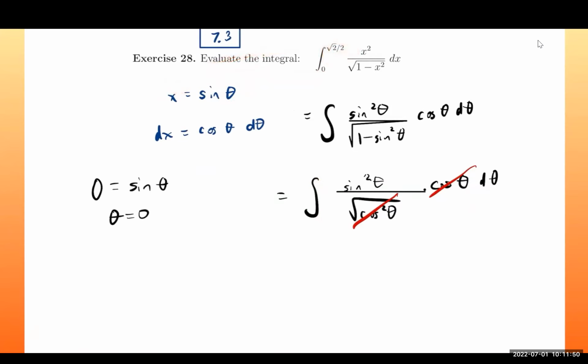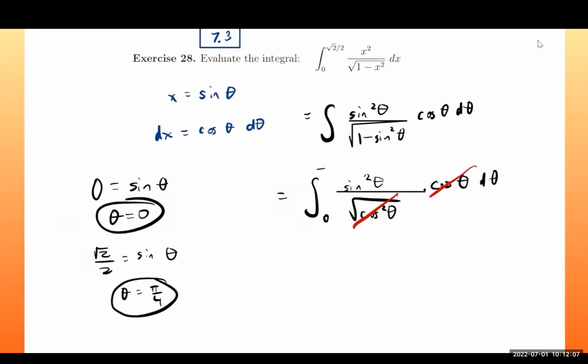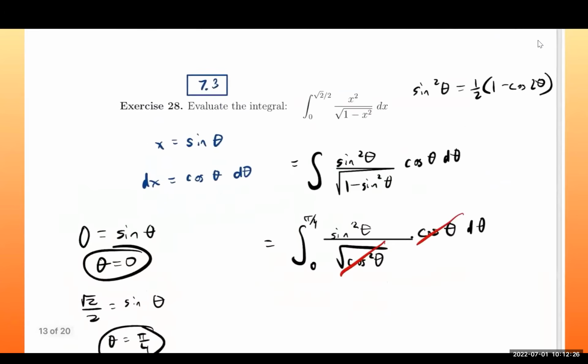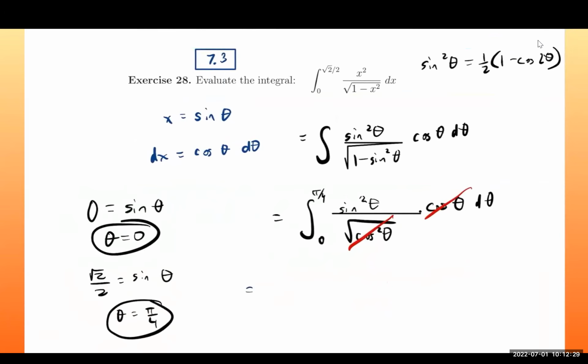And for the upper limit, if you substitute radical 2 over 2 for x, from our unit circle we know that sine has a y-coordinate of radical 2 over 2 at pi over 4. So those are our new limits, 0 to pi over 4. And if you recall from section 7.3, there is an identity that we're going to use. Sine squared theta is equal to 1/2 times 1 minus cosine 2 theta. That's the identity we're going to use in order to solve this integral.